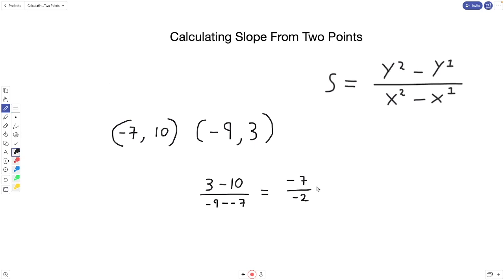But we're not done yet. We have to do one more step. When we have two negatives in our fraction, what's the rule? It becomes a positive fraction, right? So our final answer is going to be 7 over 2. And that's it. All right, that is how you calculate slope.